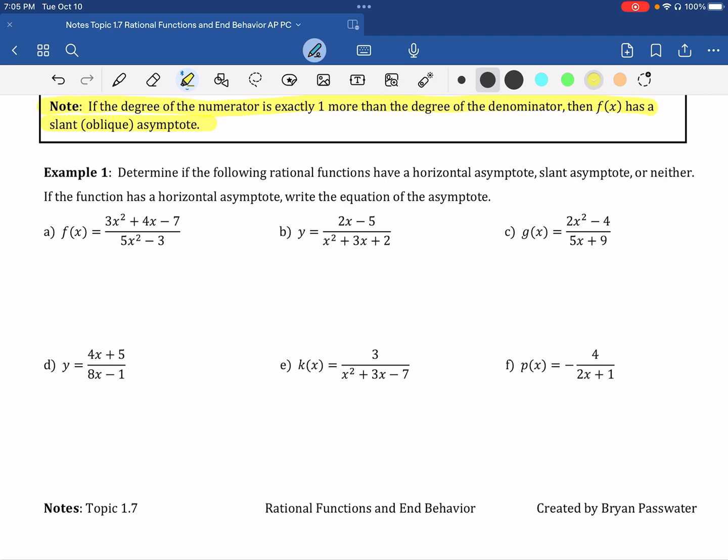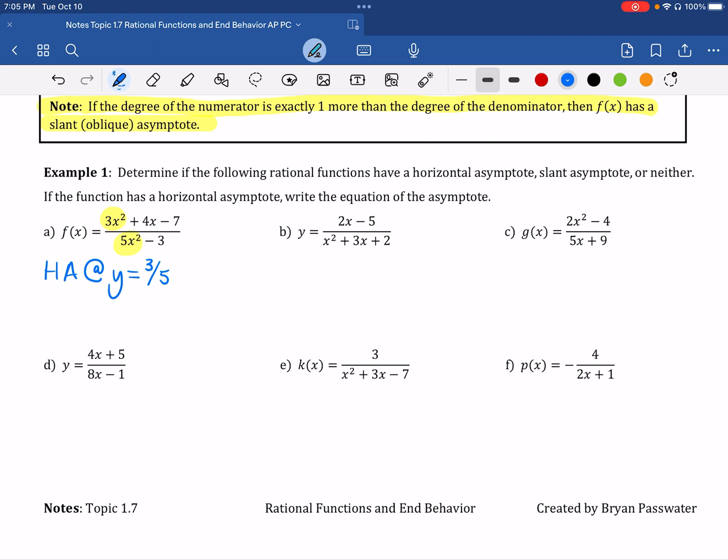So in A, the first thing I always look at is to make sure the numerator and denominator are both in standard form. And then I compare the degrees. In this case, the degrees of the numerator and denominator are equivalent, which tells me that I am going to have a horizontal asymptote at y equals 3 over 5. That's the leading coefficient of the numerator over the leading coefficient of the denominator.